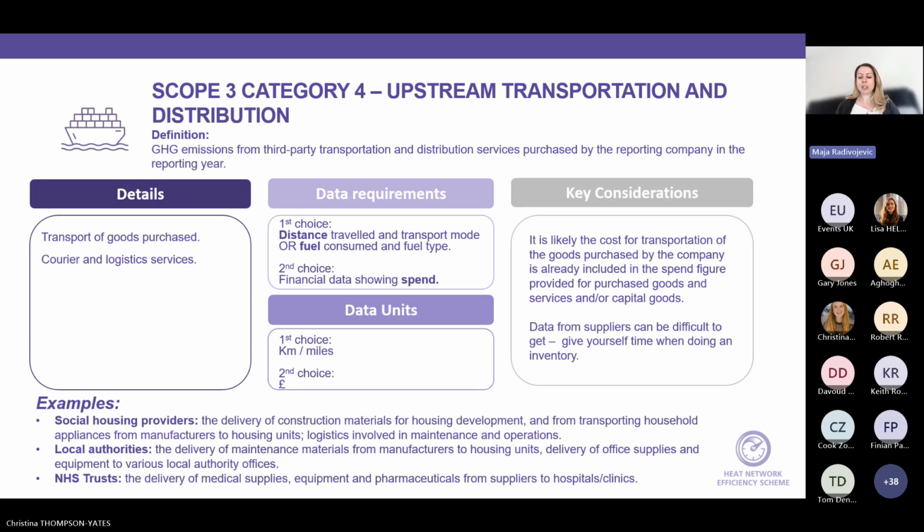A few key considerations for this category are that transportation emissions linked to purchased goods may already be included within category 1, and supplier data can sometimes be difficult to obtain. So it's important to dissociate the purchased goods emissions from the transport emissions. It's important to allow enough time to gather this information when you're carrying out an inventory.